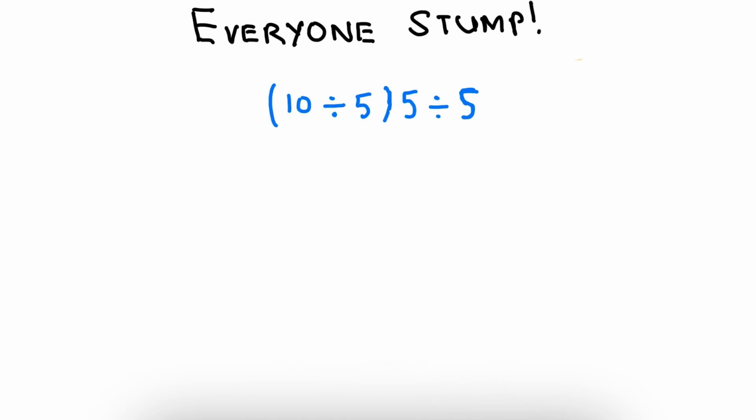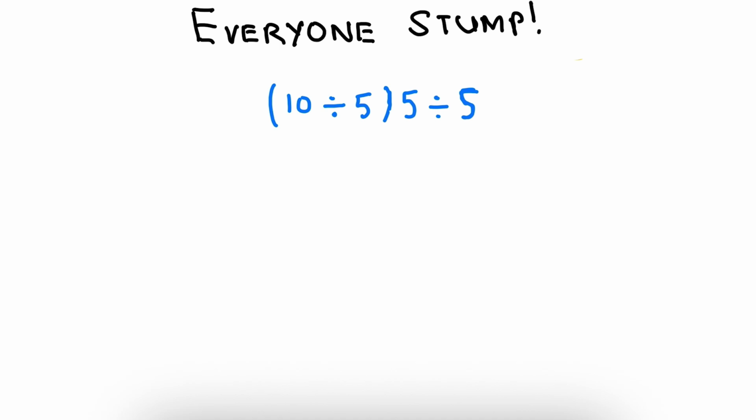In this video, we are discussing the example based on order of operation. Here you can see everyone is done. So, our question is (10 ÷ 5) × (5 ÷ 5). Now first we simplify the first.